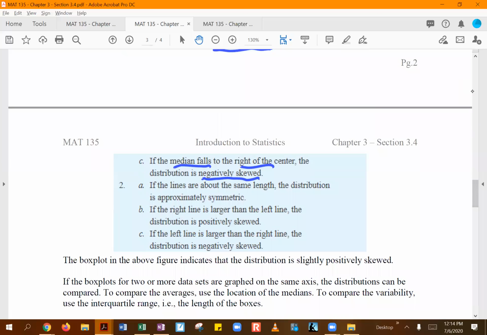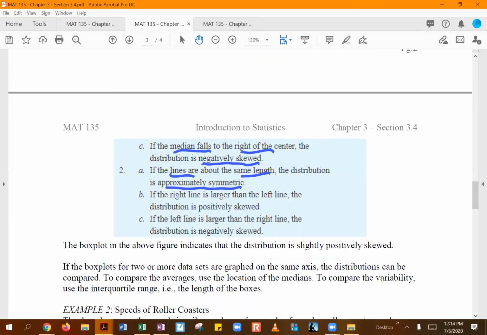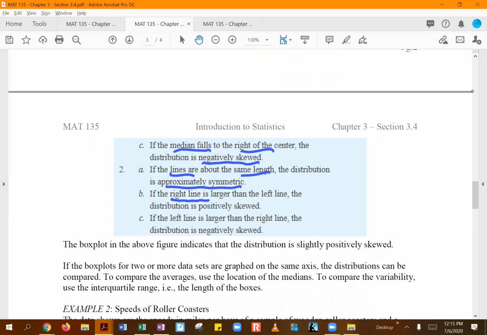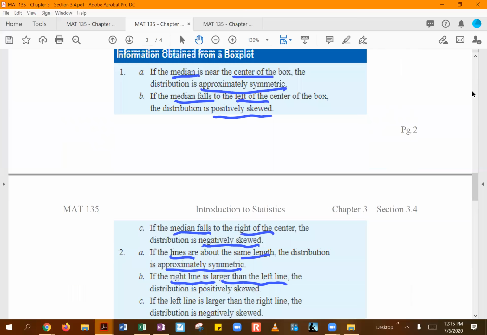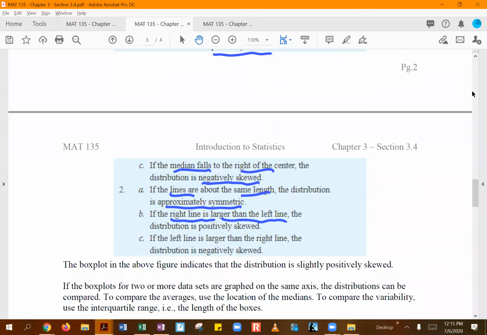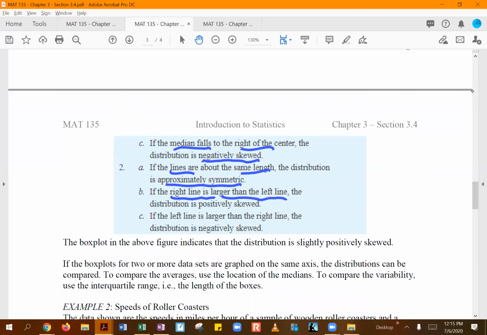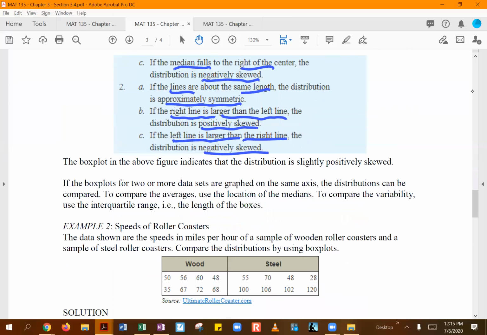So they're saying if the lines are about the same length, again, we can make the conclusion that we have an approximately symmetric distribution. If the right line is larger than the left line, which is what we have in this example over here, we would say the distribution is positively skewed. If the left line is larger than the right line, then of course we would say it's negatively skewed. So they're saying the box plot in the above figure indicates that the distribution is slightly positively skewed.